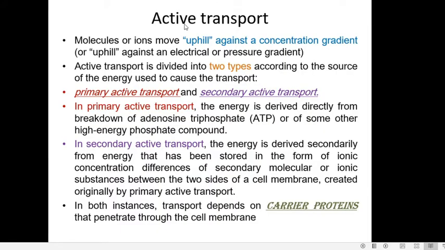Now, we go to active transport. It is the uphill transport that takes place against a concentration gradient. It is again divided into two types. They are primary active transport and secondary active transport. The difference between primary active transport and secondary active transport lies in the source of energy used to cause the mechanism. So, we will first go to primary active transport through an example.